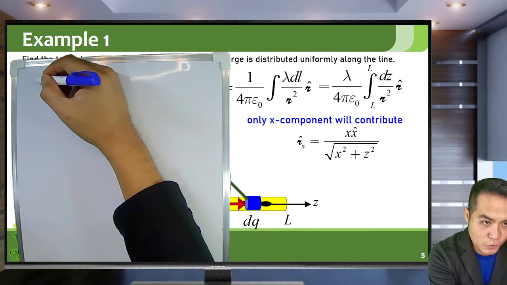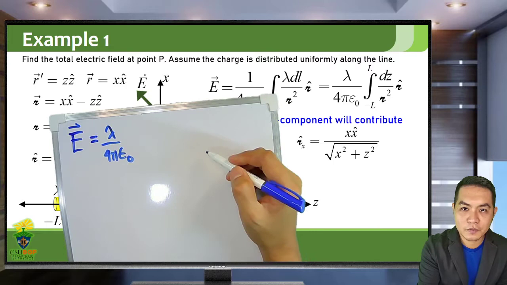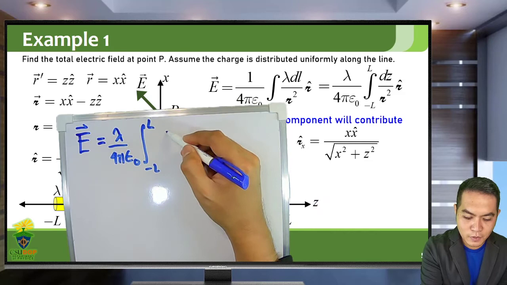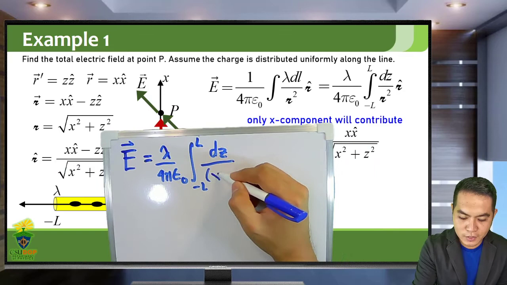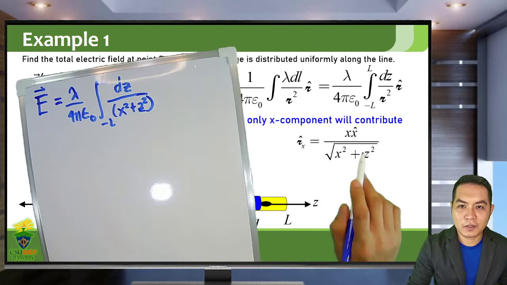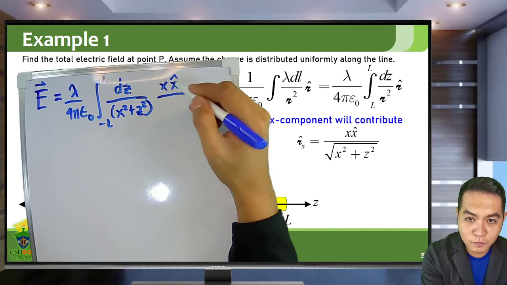So if we do that, what will happen now to our equation? Let's substitute all of the quantities or values. So we have lambda over 4 pi epsilon naught, integral from negative L to positive L. We have dz over r squared. So our r is square root of x squared plus z squared. If you square that, it's just x squared plus z squared. And then our r hat vector, instead of using r hat, you only use the x component because the z components will cancel each other out. So you have x hat over square root of x squared plus z squared.